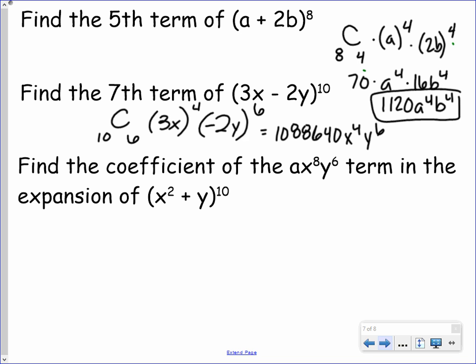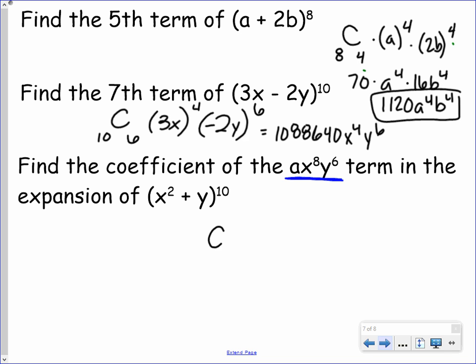And the last example is set up a little bit differently. It doesn't say which term I want, like the 5th or the 7th term. It just says, tell me what the coefficient for a x to the 8th, y to the 6th is. Okay, so we want to know what's the number in front of the x to the 8th, y to the 6th term. But I would sort of think about this in the same light.